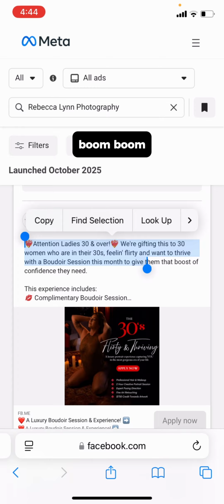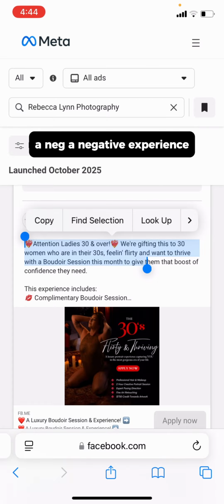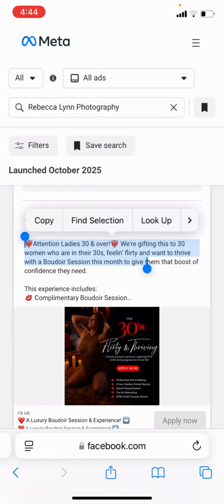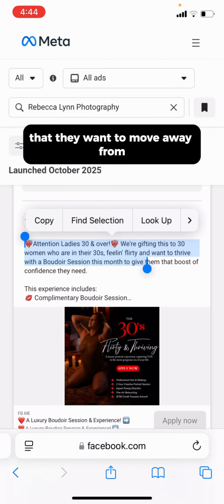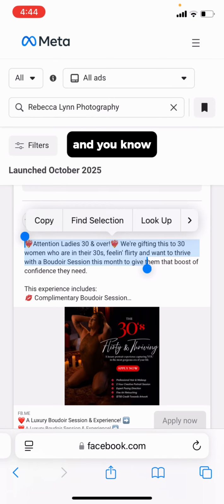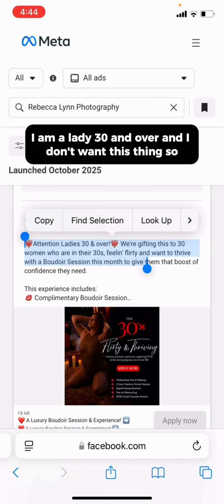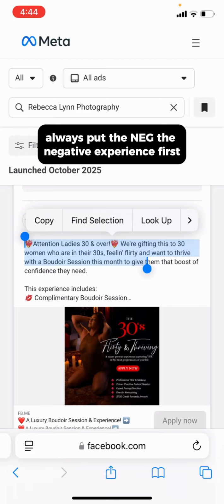Okay, boom, boom, boom. The second thing we want to have is a negative experience. What is something that women in our city are saying in their brain that they want to move away from? And when they see it, they're like, oh my God, I am a lady 30 and over and I don't want this thing. So the most important thing is we always put the negative experience first.